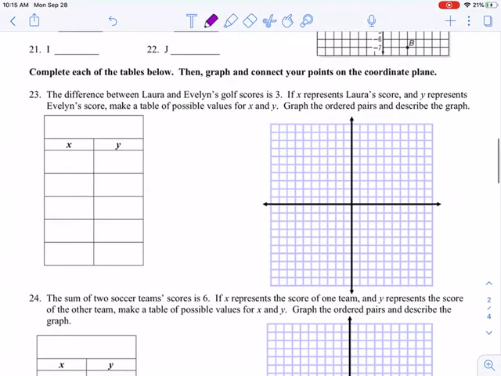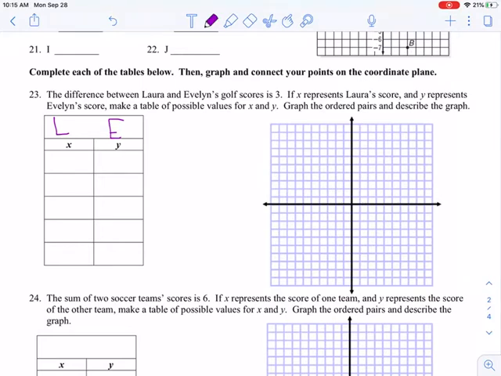All right, so then we're going to get into some word problems here. The difference between Laura and Evelyn's golf score is 3. If X represents Laura's score and Y represents Evelyn's score, make a table of possible values for X and Y. All right, so X is going to be Laura and Y is going to be Evelyn. And the difference between them is 3.